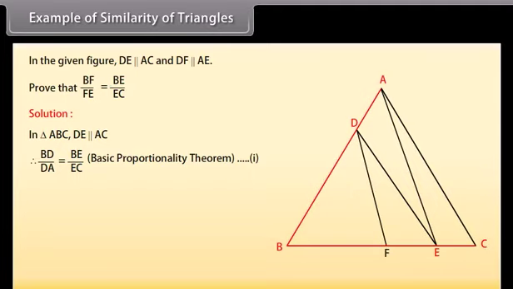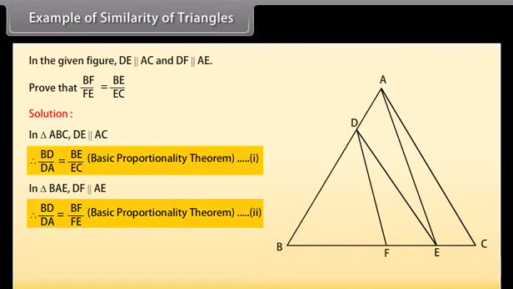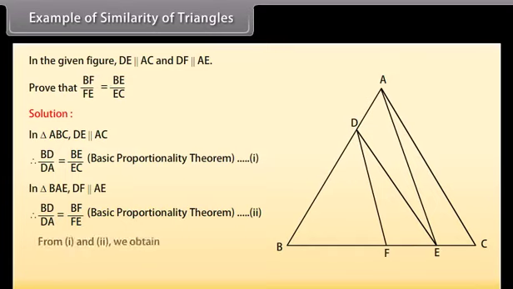Mark it as 1. In triangle BAE, DF is parallel to AE. Therefore, BD upon DA equals BF upon FE by basic proportionality theorem. Mark it as 2. Now, from first and second, we obtain BE upon EC equals BF upon FE.